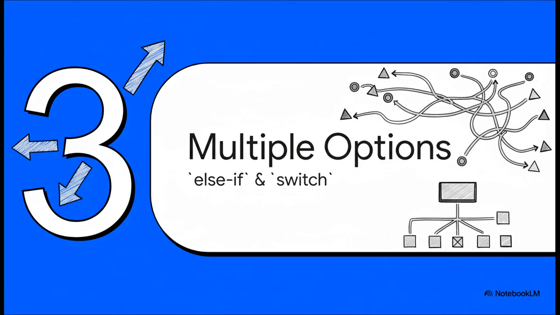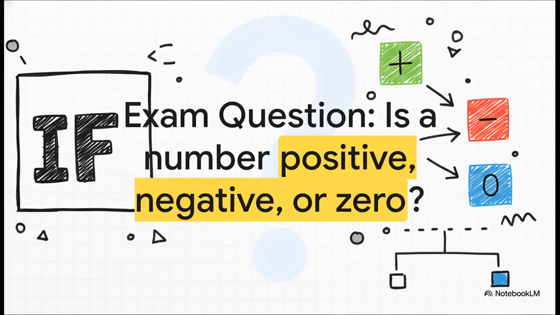Awesome. So we can handle one possibility. We can handle two. But let's be real, the world is usually a lot more complicated than that. What happens when you've got 3, 4, maybe even 10 different paths your code could take? This exam question is a perfect example of what I'm talking about. A number isn't just positive or not positive. It can be positive, it can be negative, or it can be 0. That's 3 totally separate conditions we have to account for.